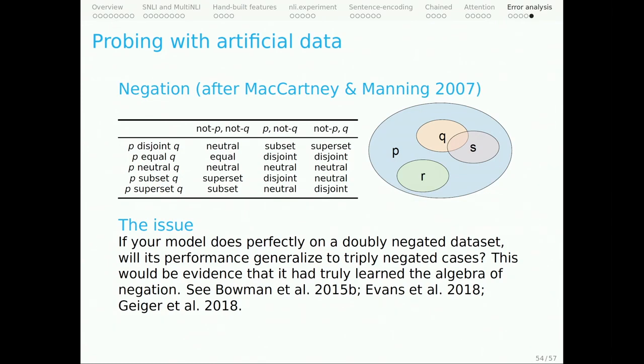And so then you could ask, if you train your model on a doubly negated data set, an artificial one that you create, like not P, not Q, does it generalize to the triply negated cases? You might think it should, right? It should have all the information that you need at that point, because it's seen the base cases, it's seen single negation, and it should now know that double negation just flips you back, or flips you to another systematic space in this little algebra.